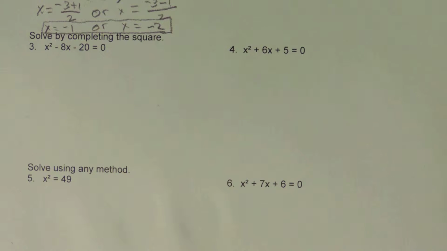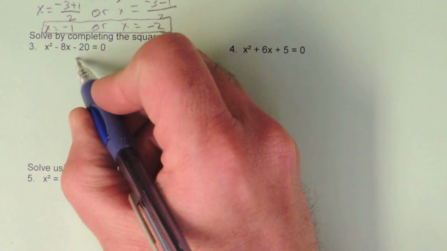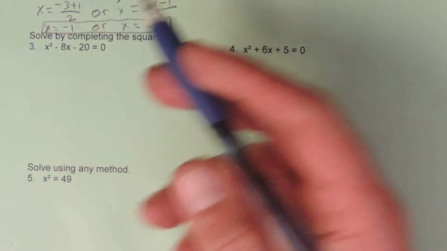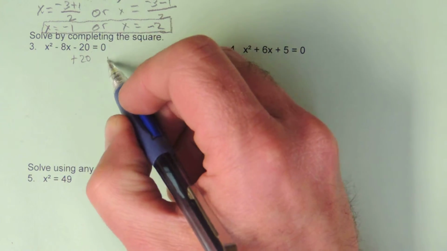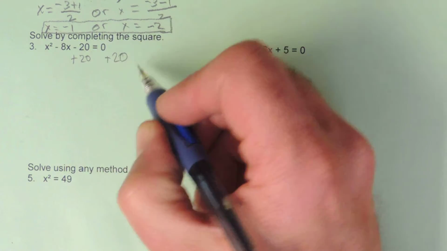To complete the square, I need to make a perfect square trinomial. To start off with, I'm going to get my 20 out of the way, because right now it's not a perfect square trinomial. So I'll just get the 20 out of the way. I'll put it on the other side.